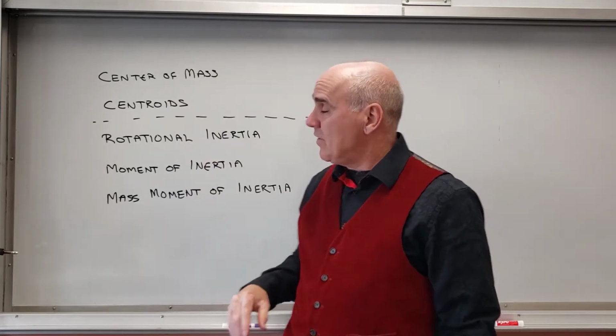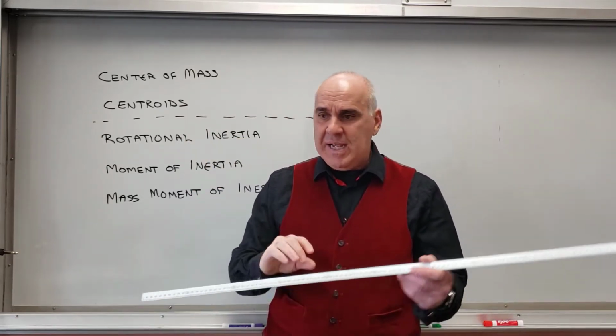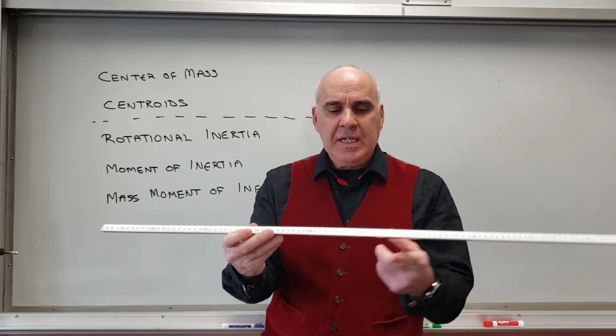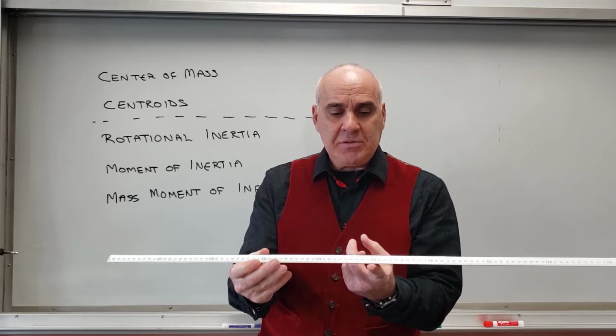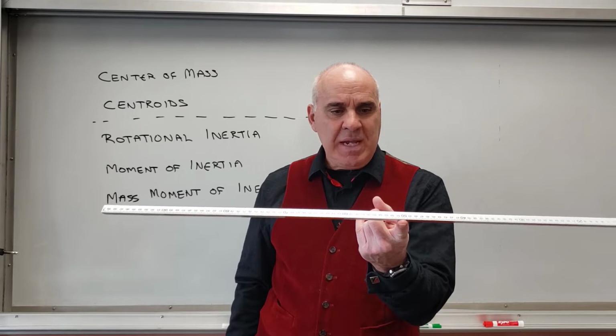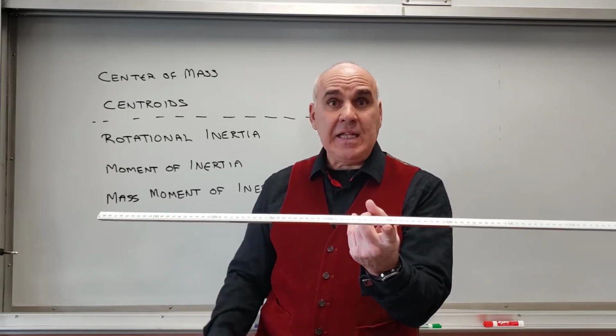And then I'll get to these three in a second. But let's talk about center of mass or the centroid. And I'll take a nice ruler here. And the center of mass of a ruler is generally going to be right there near the middle of the ruler. And I know that because if I balance it on my finger, it stays in that location.